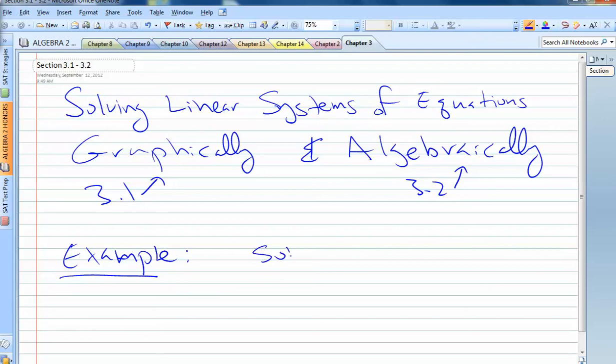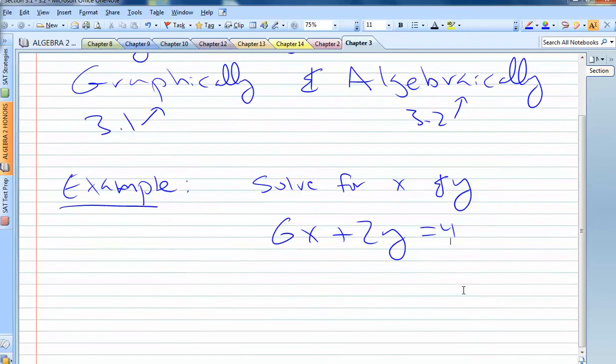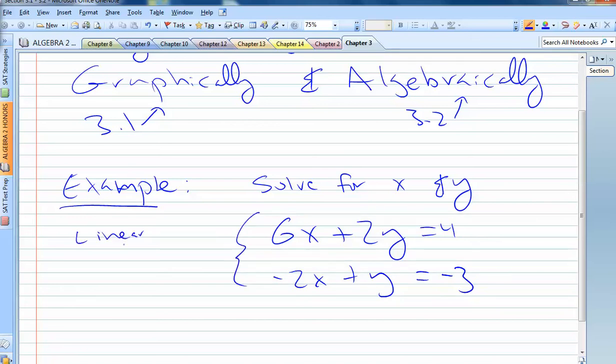So here we want to solve for x and y. And here are the two equations. 6x plus 2y equals 4. Negative 2x plus y equals negative 3. So this right here is considered a linear system of two equations. Linear because they're both going to be lines. If you get y by itself, you would see that they both follow the slope-intercept form. So they're both going to be lines. And then it's a system because you have more than one equation. And of course, we have two equations here.